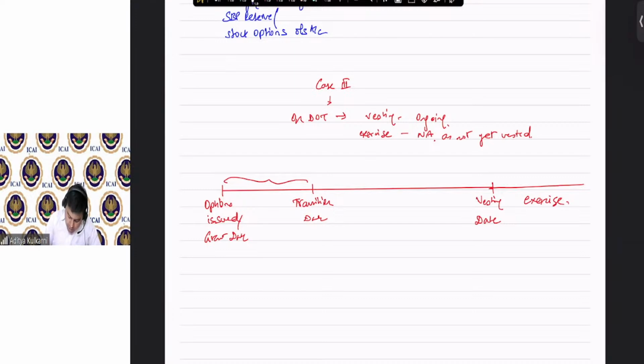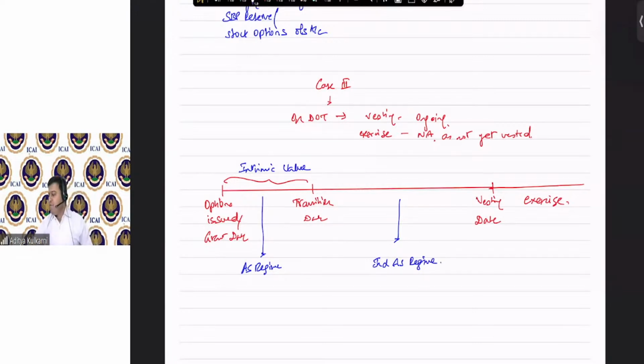employee benefit expenses would be booked on intrinsic value. Sir, why intrinsic value? This is because it was under the AS regime. After the transition date, we are under Ind AS regime.